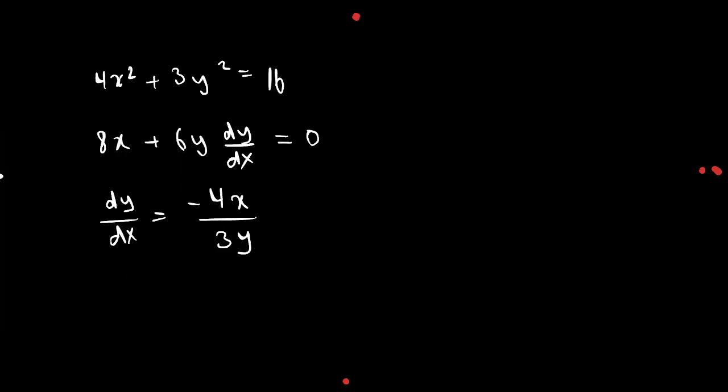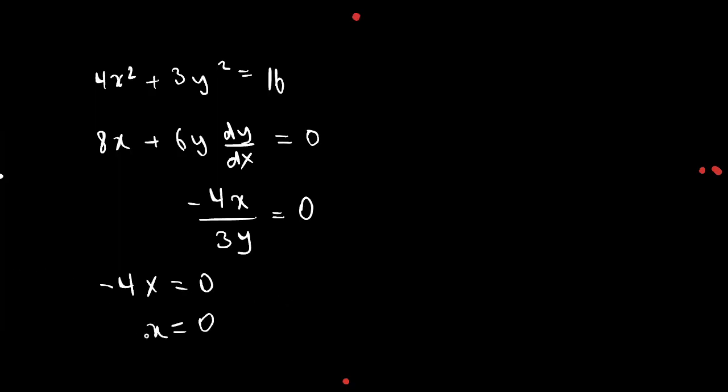So now, in order to find the horizontal tangent line, we have to see when this derivative would be equal to 0. So when is this derivative equal to 0? Well, if the numerator is equal to 0. When is the numerator equal to 0? Let's set it equal to 0 and find out. Minus 4x is equal to 0 when x is equal to 0.